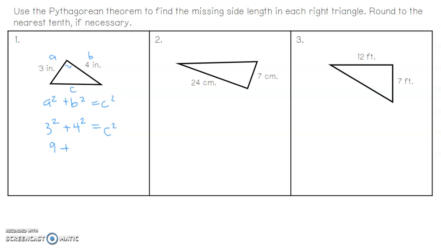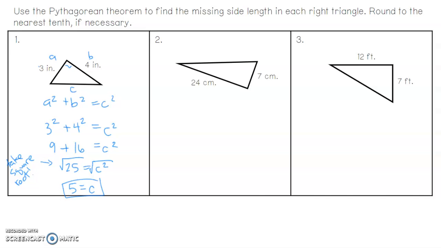Okay, we have 9 plus 16. Could use Desmos if needed. Equals C squared. 9 plus 16 is 25. That's C squared. We just want C. The inverse of squaring a number is to take the square root. That's always the last thing you want to do to find the side length. Because remember, a square root finds the side length of the square. So this is going to be 5. So our missing measurement is 5.